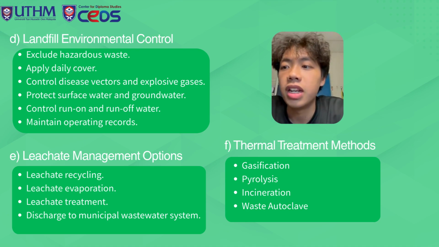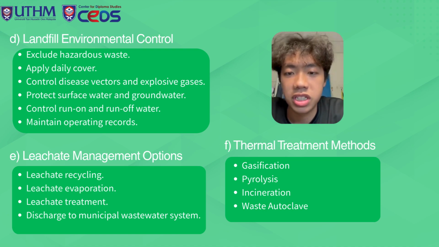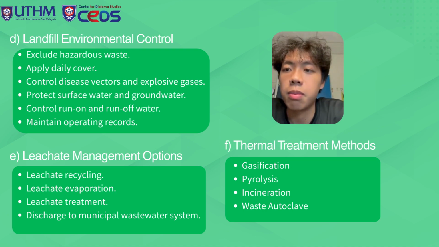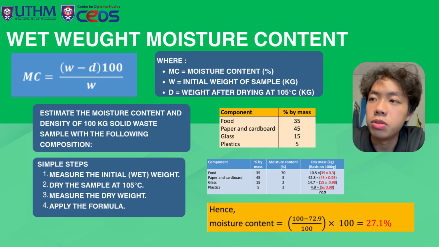For Part E, leachate management options like leachate recycling, leachate evaporation, and leachate treatment, it also can be discharged to the municipal wastewater system. For the last part, Part F, the main treatment methods are gasification, pyrolysis, incineration, and waste autoclave.